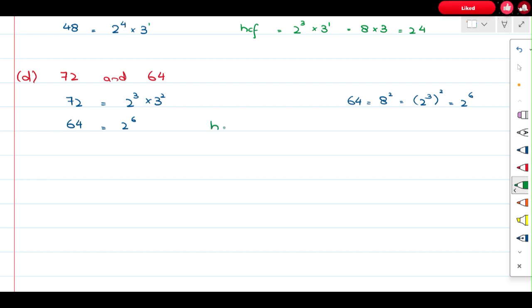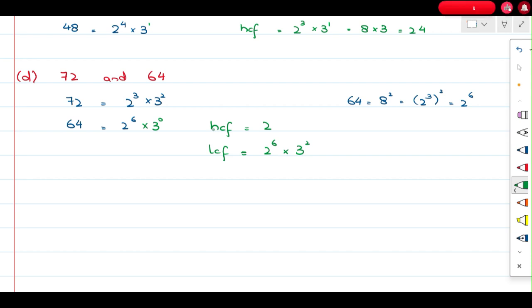Now for LCM, pick the highest or equal power, right? So the highest power of 2 is 6, and the highest power of 3 is 3 to the power 2, since 3 to the power 0 is basically 1, nothing over here.